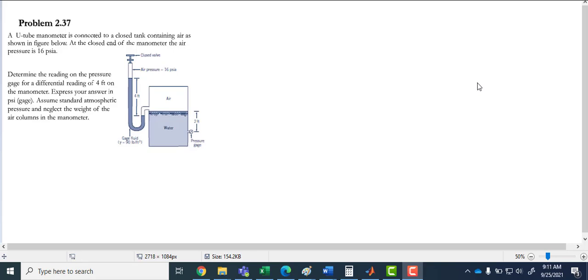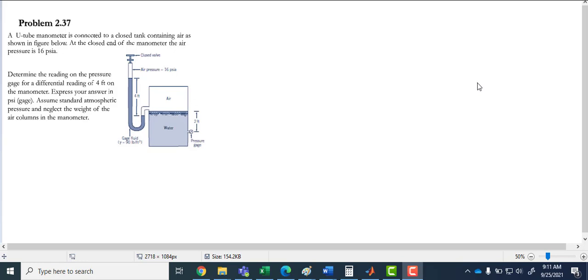Problem 2.37. In this problem, we have a U-tube manometer which is connected to a tank containing air, shown in the figure below. At the closed end of the manometer, there is air at a pressure of 16 psi. We need to determine the reading of the pressure gauge for the differential reading of 4 feet on the manometer. Express your answer in psi gauge. Assume a standard atmospheric pressure and neglect the weight of the air column in the manometer.